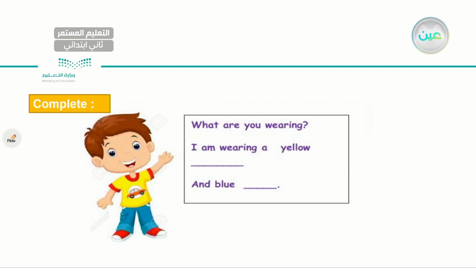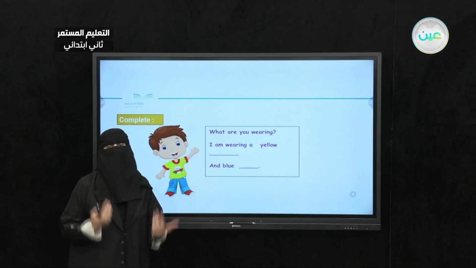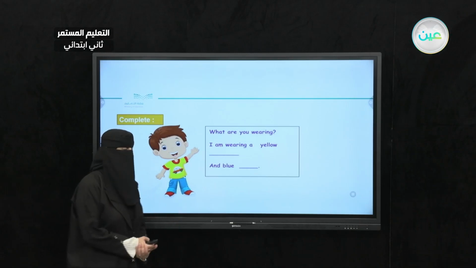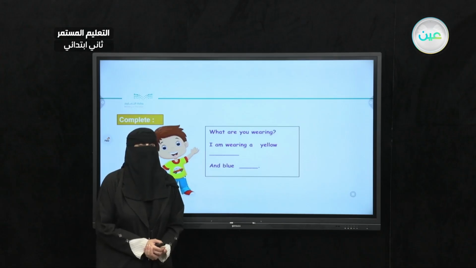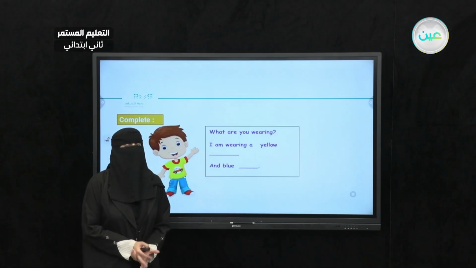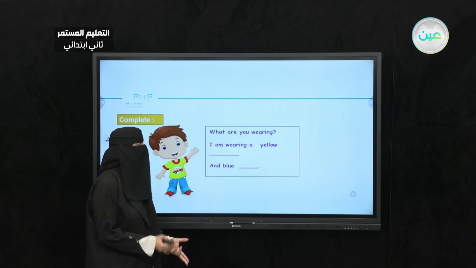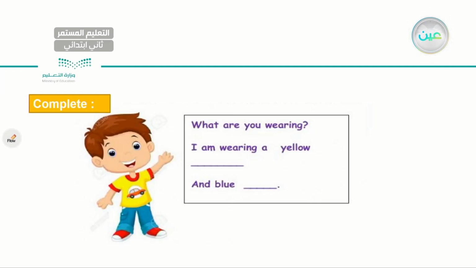Now, we will start with an easy one. Let's describe this boy's outfit. Okay, let's try to complete. What are you wearing? By asking this question, let's ask this boy, what are you wearing? So he will probably say, I am wearing a yellow what? What do you think? He's wearing a yellow what? Is he wearing a yellow dress? Is he wearing a yellow jacket? Is he wearing yellow shoes?